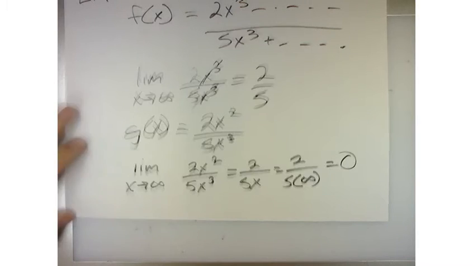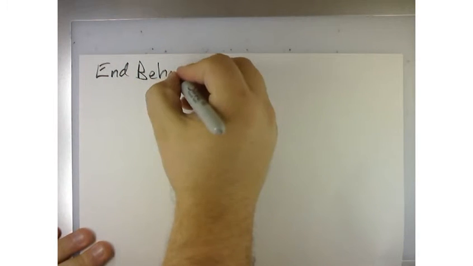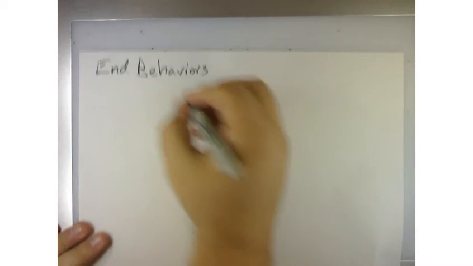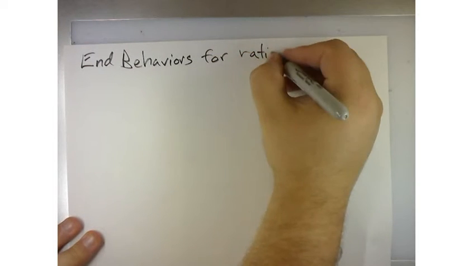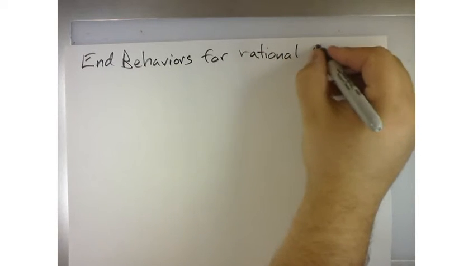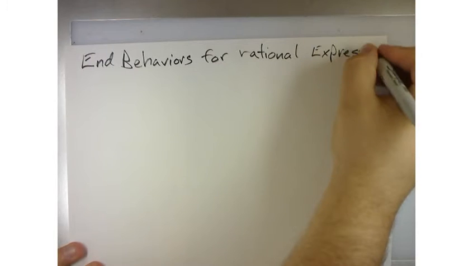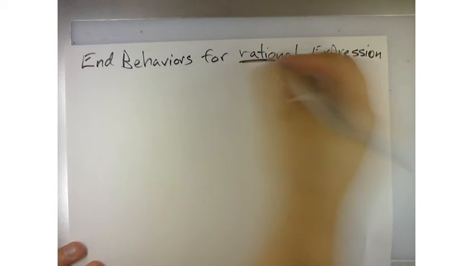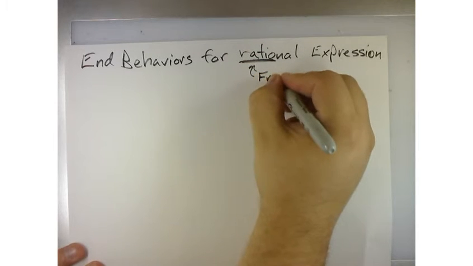She came up with some rules. All right, so when we're doing end behaviors for rational expressions, why did I call it rational expressions? Because it has the word ratio, and ratio is really what? A fraction.